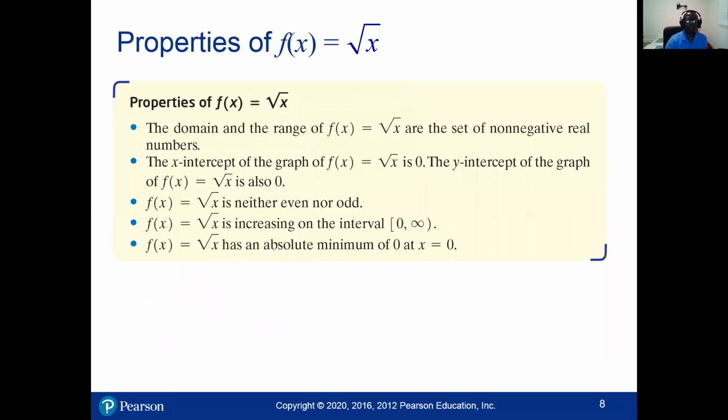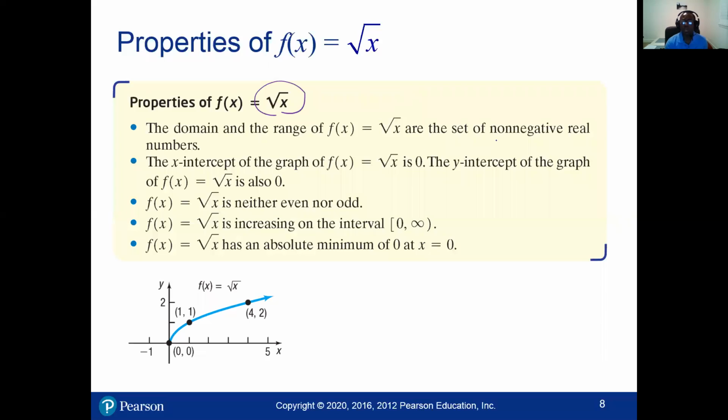Okay, so these are basic key functions that we want to introduce. All right, now let's look at some properties of these functions that we looked at in both 2.5 and this section. So we have the square root function. What are the properties of that? Let's bring up the graph. What's the domain and the range? The domain and the range for this function is from 0 to positive infinity. It is the set of non-negative real numbers. That is, 0 is part of it.